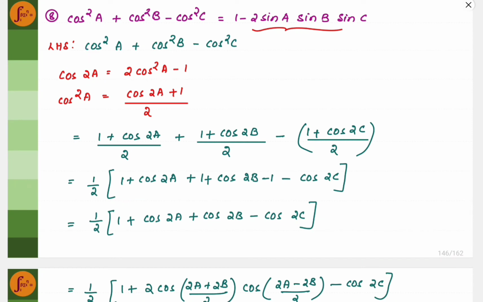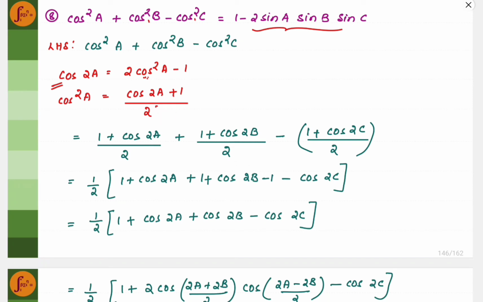So, one formula we can think of is the cos 2a formula. Cos 2a is 2 cos square a minus 1. There are 3 formulas for cos 2a. We'll use the cos based formula, which is 2 cos square a minus 1. From this formula, we'll try to find out the value of cos square a. If you shift everything, you'll get cos square a is cos 2a plus 1 by 2. Now we'll substitute here. For cos square b also we'll substitute, and for cos square c also we'll substitute.